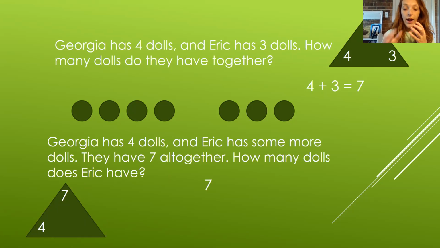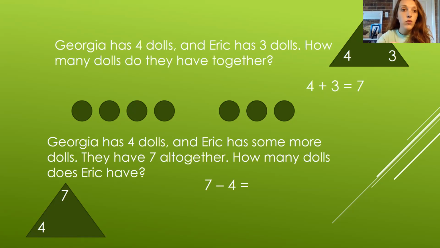So I can do it this way. I can take my whole, right? Remember, if we go back to those fact families, we can figure out a part by using a subtraction sentence. I'm going to take my whole, and my whole is 7. We have 7 dolls, Eric and Georgia, all together. And I'm going to take away Georgia's part. If I take away Georgia's part, which is 4, I'm going to be left with Eric's part, right? If there are 2 parts that come together to make a whole, and I take away Georgia's part, I'm going to be left with Eric's part. So that's how I'm going to figure that one out. So my equation is 7 minus 4 to figure this one out.